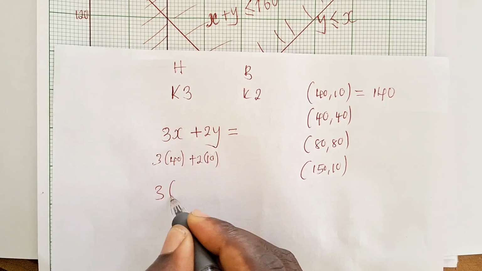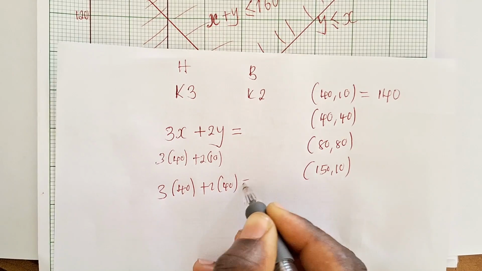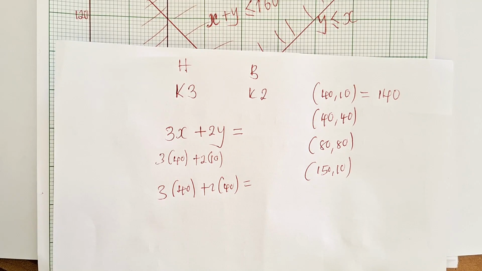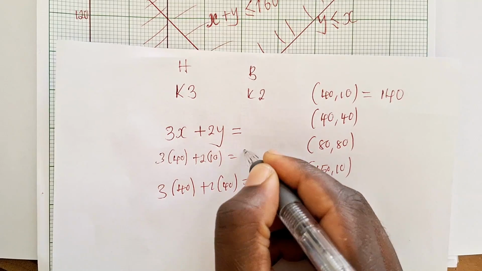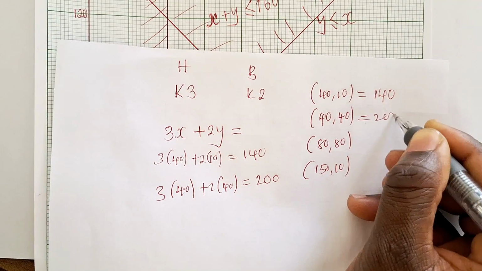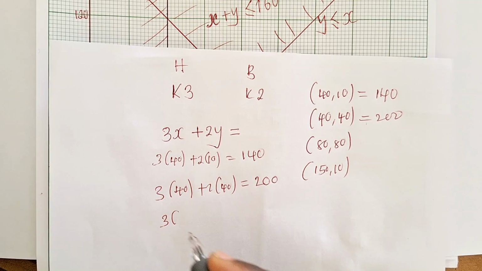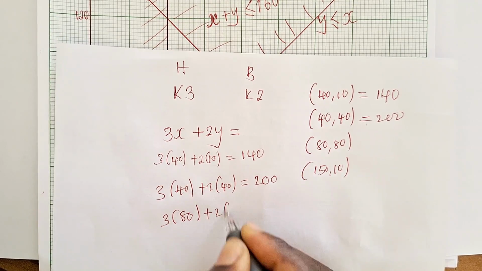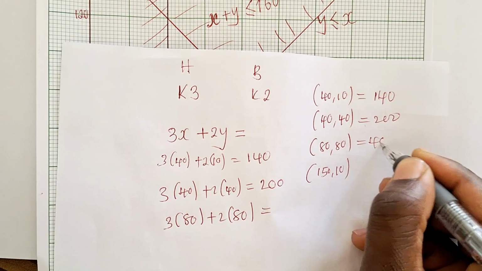Next, 3 open bracket. Where there is x, you put a 40 plus 2, 40 here. What is it that you're getting? So here, when you punch those, you're getting a 200. This one gave us a 140. So we've got a 200 here. We now try with these. We have 3 open bracket, 80 plus 2 open bracket, 80. When we punch that, it's giving us a 400.